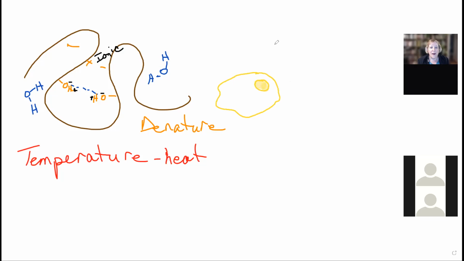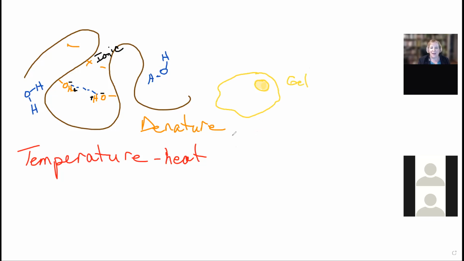What is it like when I first crack that egg? Is it a gas? Is it a liquid? Is it a gel? Is it a solid? Gel. Yeah, it's a gel. Kind of a jelly-like consistency.